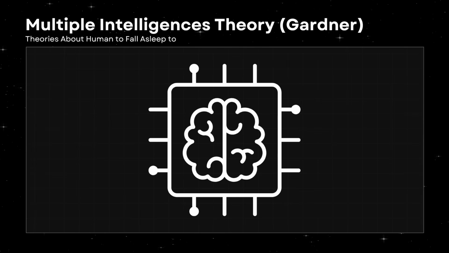Another type is logical mathematical intelligence. This is the ability to think clearly, reason well, and work with numbers. Scientists, engineers, and mathematicians often use this intelligence in their work. People with strong logical skills may enjoy puzzles, experiments, and problem solving.